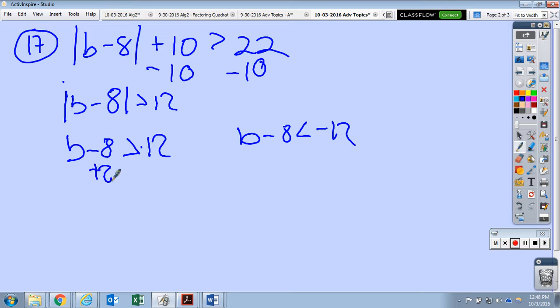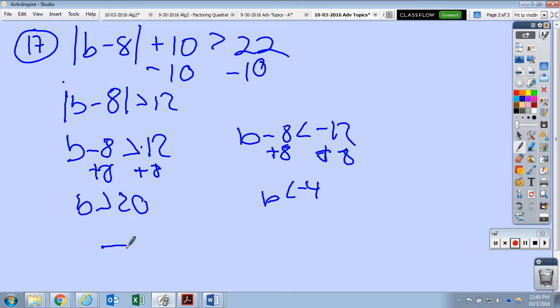Now we add the 8 to both sides. And then you get B is greater than 20. And then you get B is less than negative 4. And then you want me to do the line too? Yeah, the directions say to graph, so go ahead and please graph it.